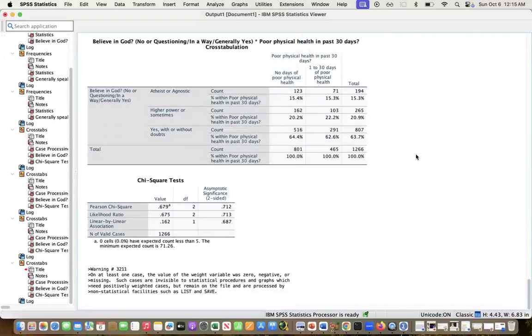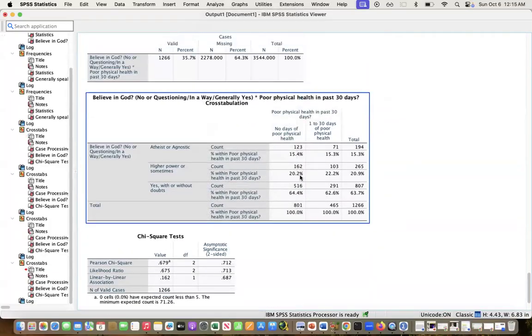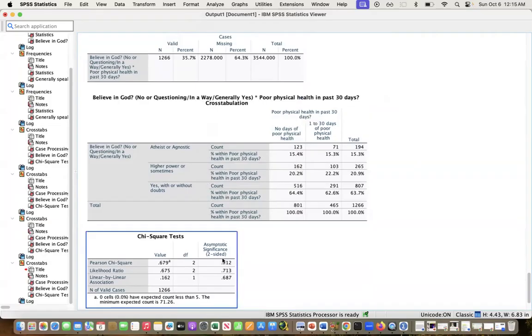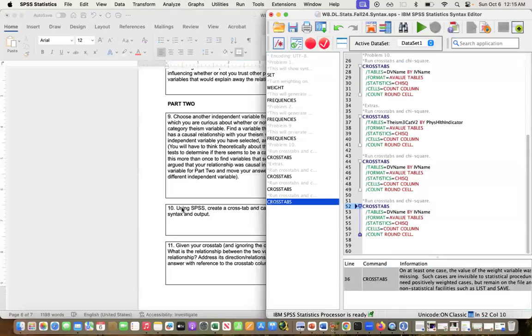Okay, so what do we see here? We see that these are about the same, right? As we go across, these crosstab column percentages are not very different. And indeed, our p-value is more than 0.05. So we're not confident that there is a relationship. If we're not even confident that there is a relationship, we're not going to argue that it's causal. Okay, let's try a different one.